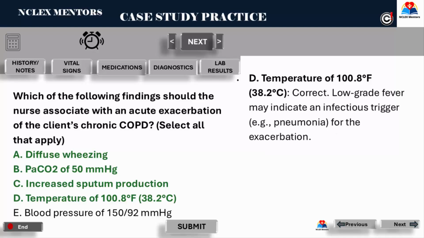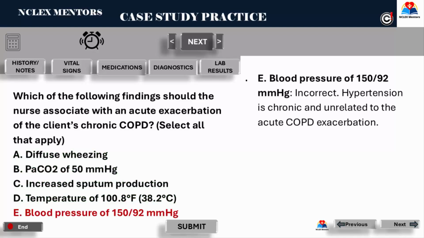D. Temperature of 100.8 degrees. Correct. A fever suggests possible infection, which is a common trigger for COPD exacerbations. E. Blood pressure of 150/92 mm. Incorrect. Although this is elevated, it's unrelated to the acute COPD episode. Hypertension is a chronic issue. So when you assess a COPD patient with worsening breathing, think about signs like wheezing, elevated CO2, increased sputum, and fever. All of these strongly point to an acute flare-up.